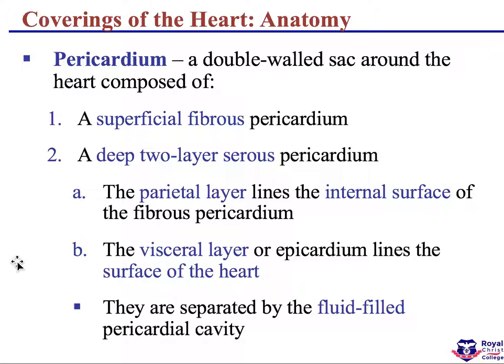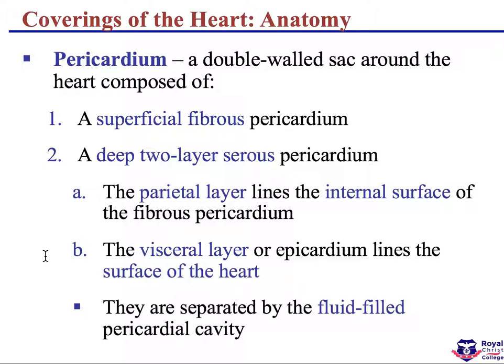Now, the coverings of the heart are the main thing you want to be aware of as a student, and these types of questions come up very often. The first one is the pericardium. It's a double-walled sac around the heart, split into two parts: the superficial fibrous pericardium and a deep two-layer serous pericardium. The deep two-layer serous pericardium can then be split into the parietal layer and the visceral layer. The parietal layer lines the internal surface of the fibrous pericardium, whereas the visceral layer, also known as the epicardium, lines the surface of the heart.